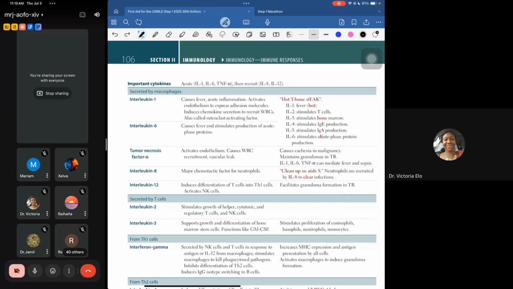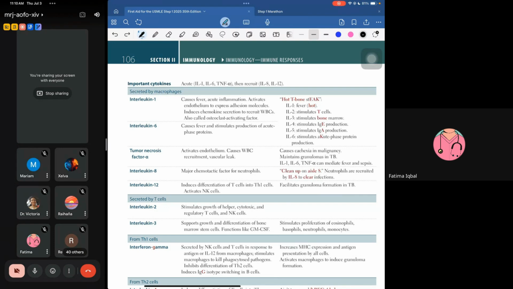So what is a chemokine? Chemokines are the molecules that attract white blood cells. Okay, chemokines are going to attract white blood cells. Is that clear? Okay, two things that are clear.